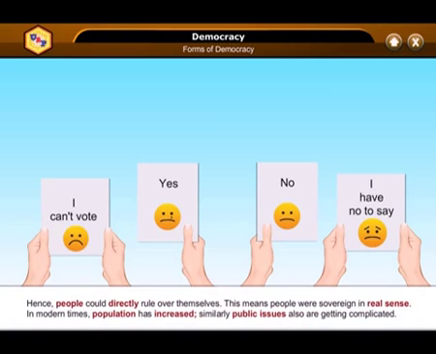Hence, people could rule over themselves directly. This means people were sovereign in the real sense. In modern times, population has increased. Similarly, public issues also are getting complicated.